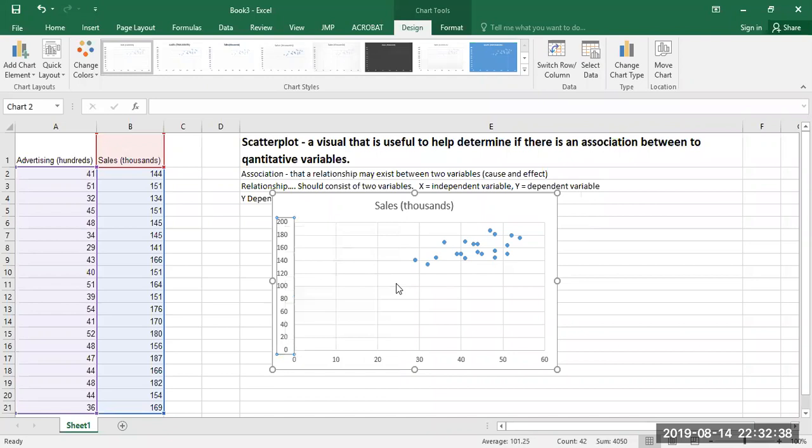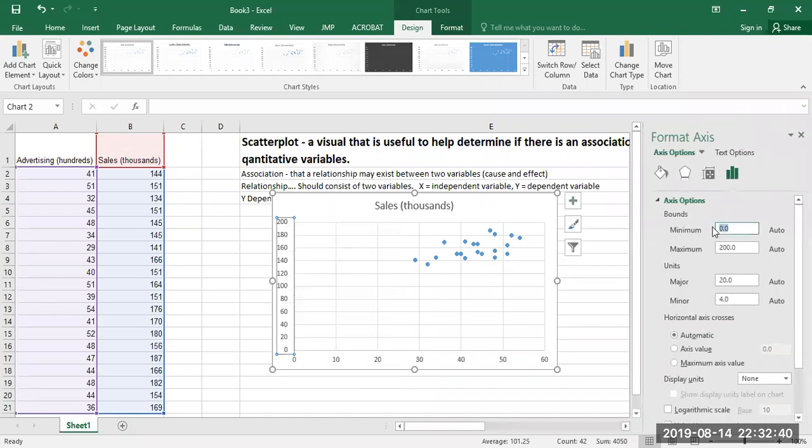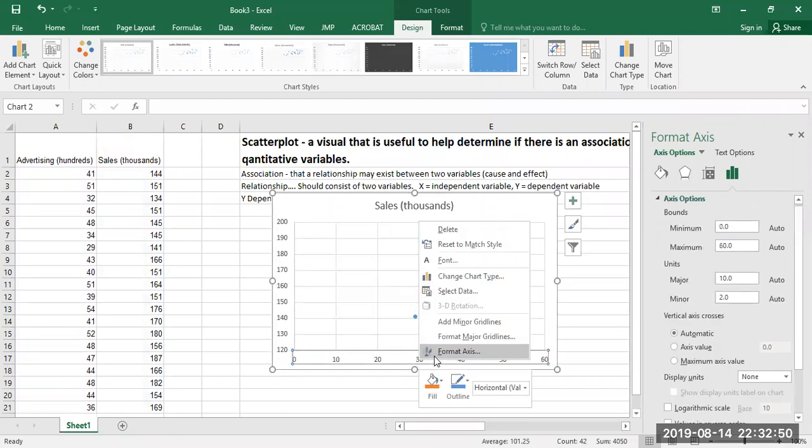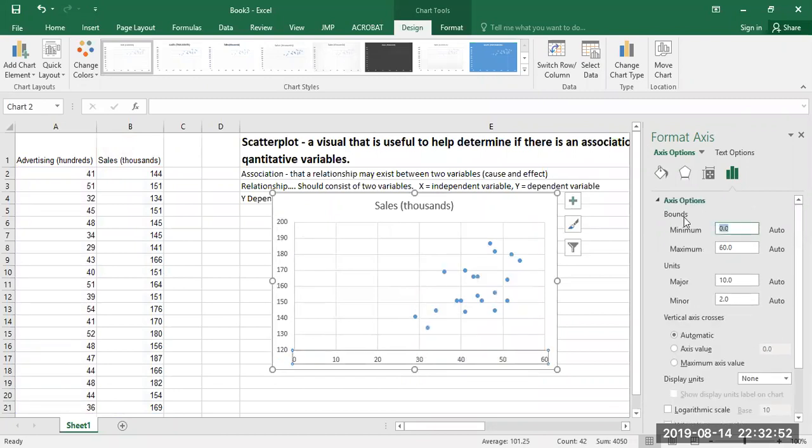So I'd format my axes to make sense, where my y variable maybe goes from 120. And then I would probably fix my x-axis here, and maybe have my minimum be 25. So now we get a better view of the scatter plot, because our scatter plot is now in the same range as the data. When we look at a scatter plot, we want to determine an association.